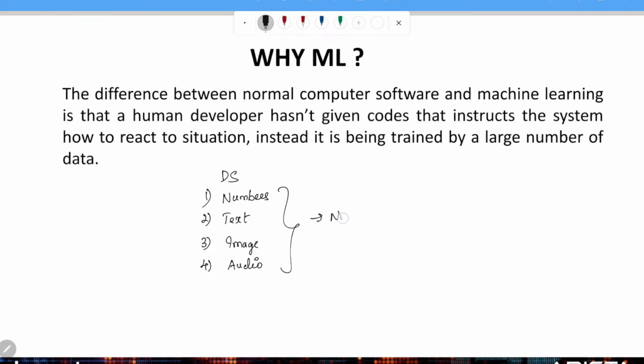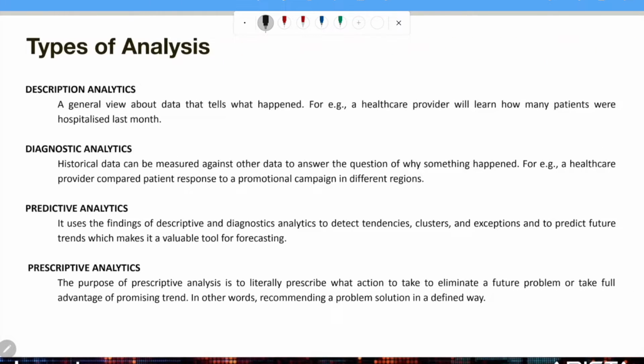At last, everything will be converted into numeric form. That's how a machine can read. So these are the 4 different kinds of data that we can build a model with.